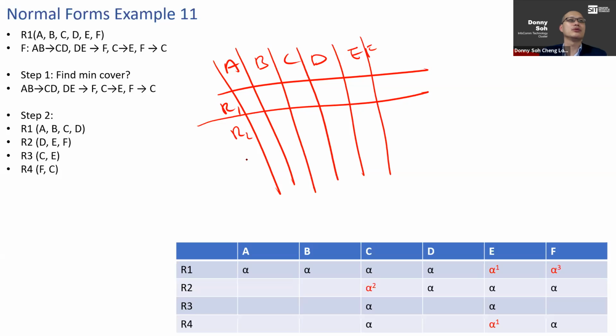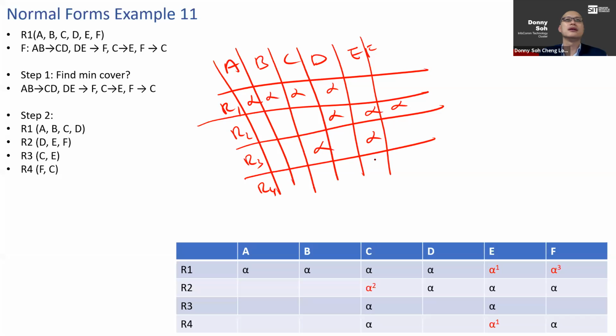R1, R2, R3, R4. R1 is A, B, C, D, E, F. Okay, let's check. A, B implies C, D. Yeah, so I'll be able to fill this one up.